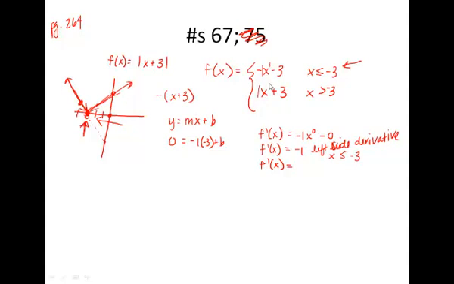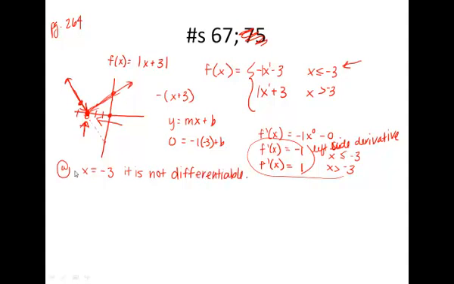Again, we're just going to drop down that 1. It's going to be 1x to the 0, so in other words, just 1. The derivative of 3 is 0. So here we have contradicting derivatives. So this is what we would be saying at x equals -3: it is not differentiable at x equals -3.